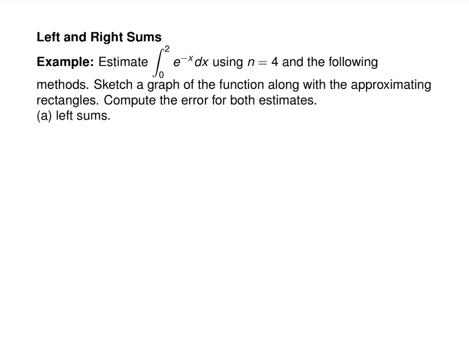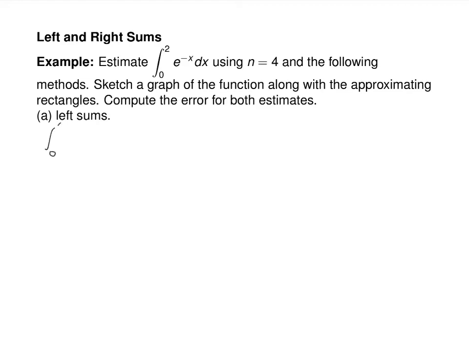So in Calculus 1, you learned two estimation techniques when you first discussed integrals. You learned left sums, right sums. Those were the first two. And then you learned one more, which was the midpoint rule. So we are going to estimate the integral from 0 to 2 of e to the negative x dx using n equals 4. Now I chose an integral that we could actually work out on purpose so we could compute the error, as in figure out how much we're off by.